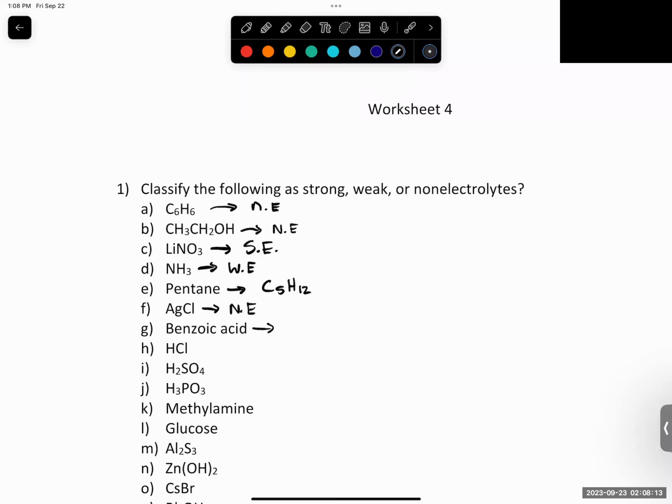How do you know it's weak? Yeah, it tells you it's an acid. Is it one of the strong acids? No, that means it's automatically a weak acid. So it's a weak electrolyte. All right, how about we move on?